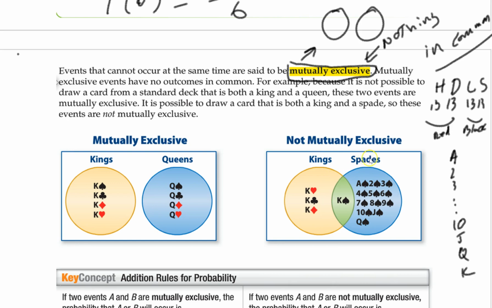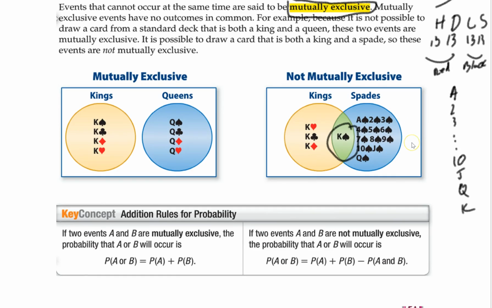So if you look at kings and spades, well, there's 4 kings, 1 for each suit, and there's 13 spades, all these. But this includes a king also. So they share that king, right? Kings have 4 kings, including a king of spades. And spades have a king of spades. So they have something in common that makes it not mutually exclusive.